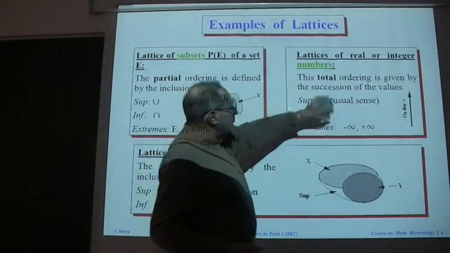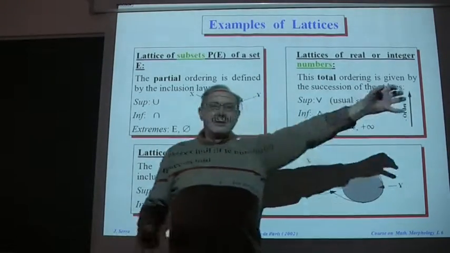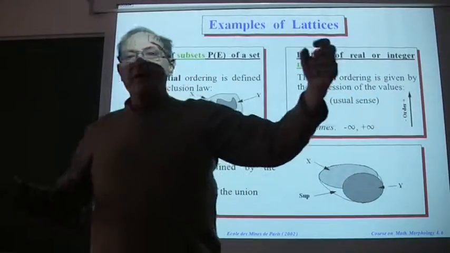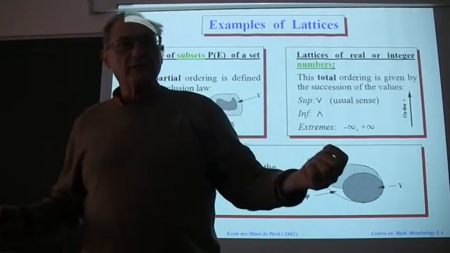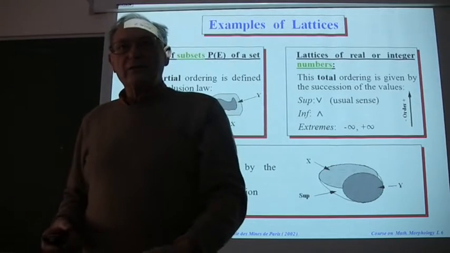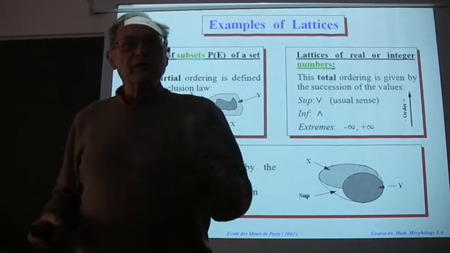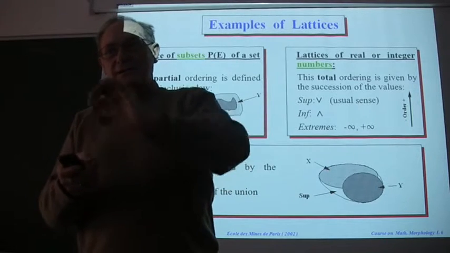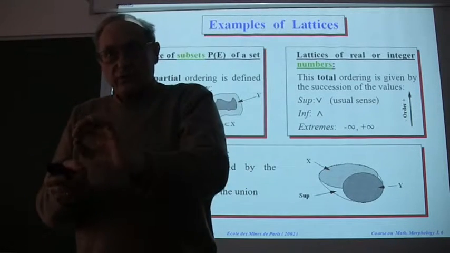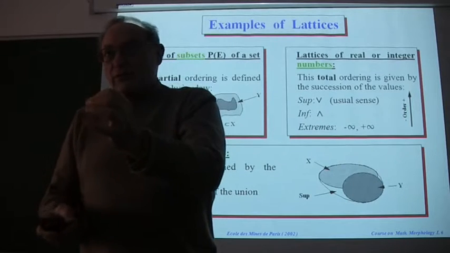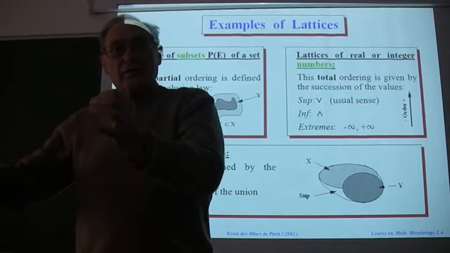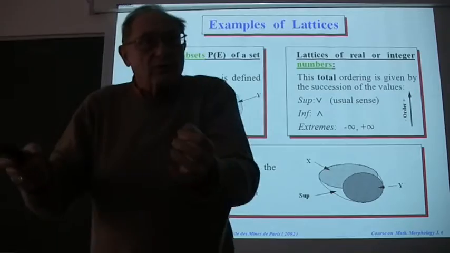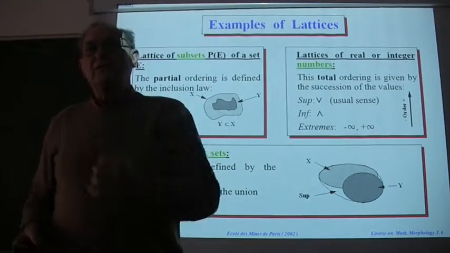A total ordering is when all the members of the family are ordered between them. For example, the real line. The straight line, the line of the numbers, positive and negative, or the positive numbers, are lattices where everything is totally ordered. When you take a number and another one, the other one is necessarily smaller or bigger or equal, but it is always ordered.